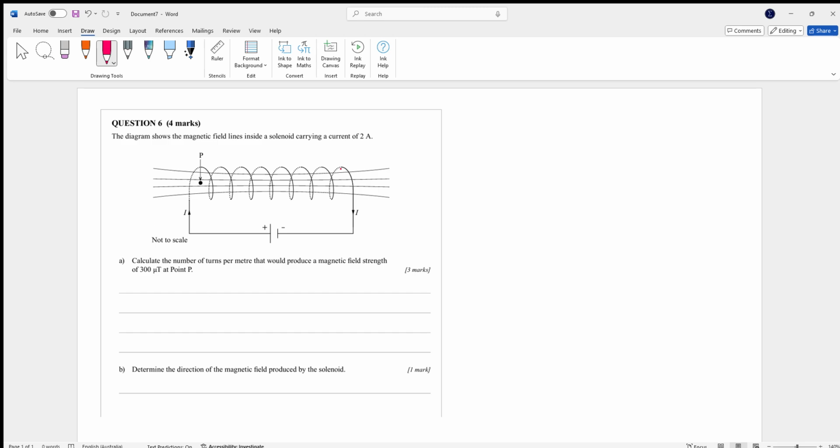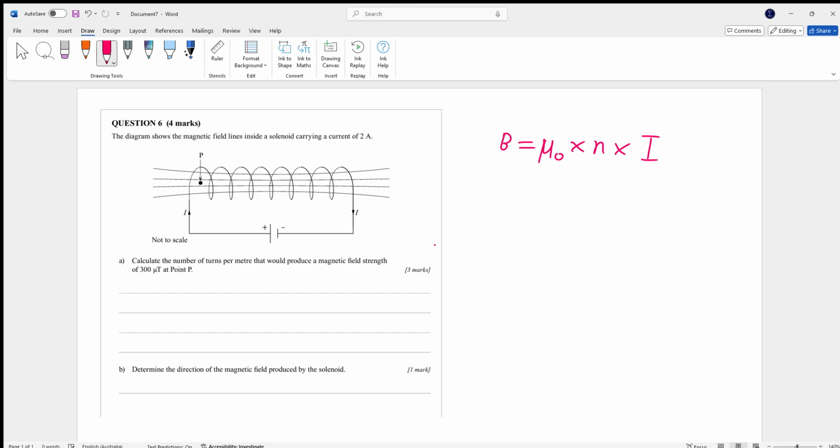P. Okay, so first of all, we've got to understand which formula we're going to be using. So in magnetism, you've got access to this formula here. The magnetic field strength is equal to the permeability of free space times the number of turns per meter times the current. Oh, actually, it's not the length, it's the current.